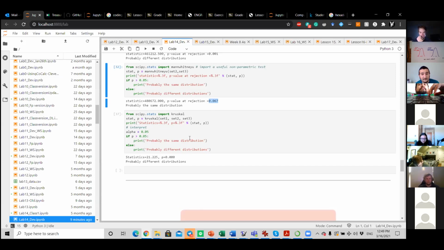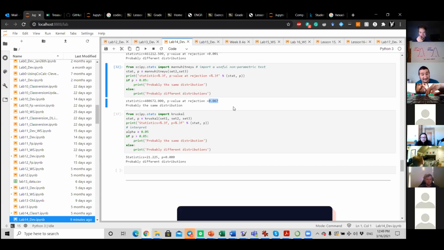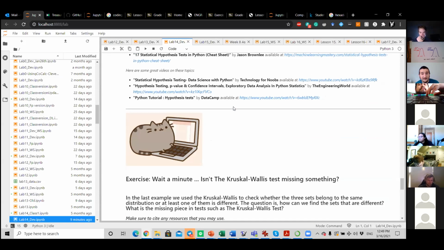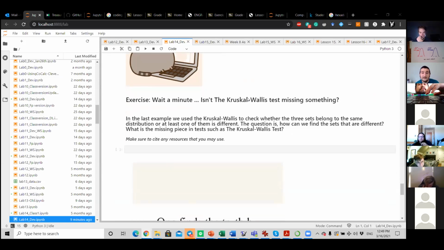Fair? Mm-hmm. So as an exercise, I've given you this. Isn't the Kruskal-Wallis test missing something? In the last example, we used the Kruskal-Wallis to check whether the three sets belong to the same distribution or at least one of them is different. The question is, how can we find the sets that are different? What is the missing piece in tests such as the Kruskal-Wallis test?